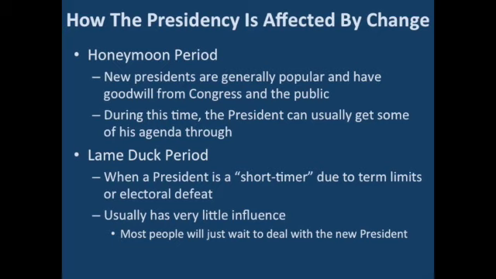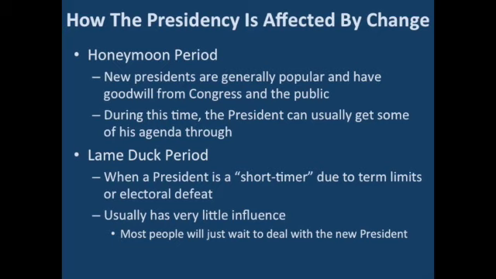Now that we've gone over all the nuts and bolts of how presidents can leave office and come into office and all of that, we can talk about how the presidency is sort of affected and how the president's relationship with the rest of the government, namely Congress, can be affected.